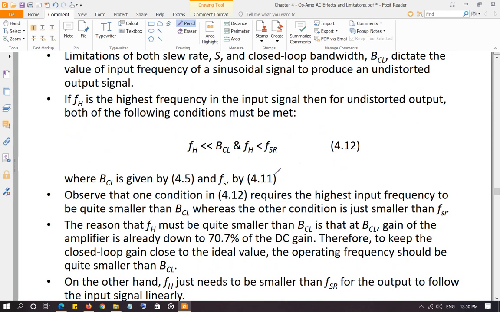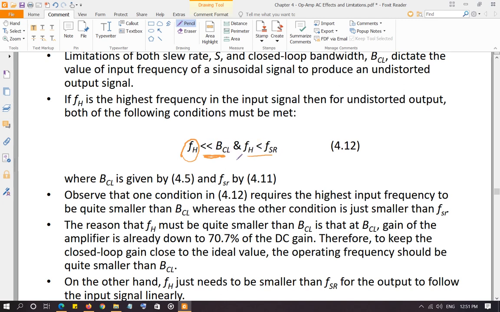So if the highest frequency in the input is FH, so if you have a complex signal with many frequencies or harmonics, and the highest frequency is FH in the input signal, then FH has to be quite smaller than BCL and FH has to be smaller than FSR. So one is quite smaller and one is only smaller.